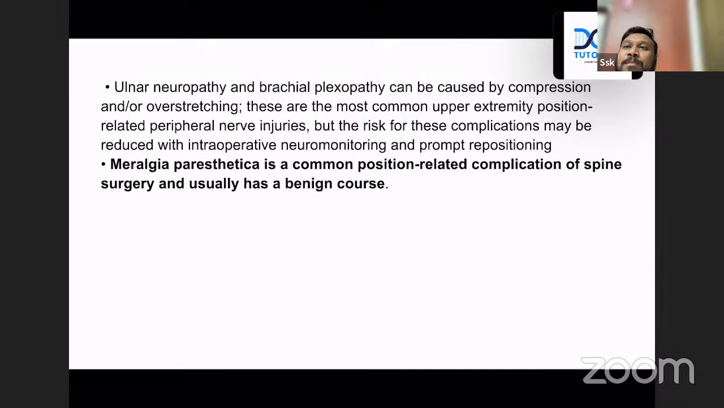So ulnar neuropathy and brachial plexopathy can be caused by compression or overstretching. These are the most common upper extremity positioning-related peripheral nerve injuries, but the risk for these complications may be reduced with intraoperative neuromonitoring and prompt repositioning. So what is very important is the complication related to meralgia paresthetica, so that you have to keep in mind. It is very common.